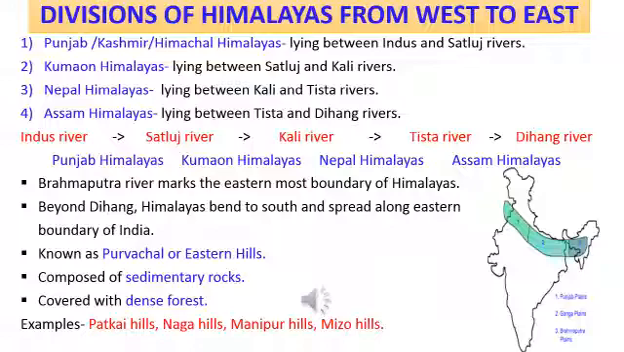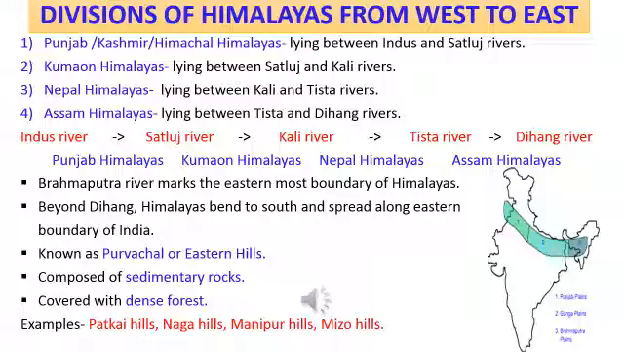Himalayas have also been divided on the basis of regions from west to east. Number 1 is Punjab Himalayas, which are also called Kashmir or Himachal Himalayas. These Himalayas lie between Indus and Satluj rivers. Second is Kumaon Himalayas. This lies between Satluj and Kali river. Third is Nepal Himalayas, lying between Kali and Tista rivers. And fourth one is Assam Himalayas, which lie between Tista and Dihang rivers. Brahmaputra river marks the easternmost boundary of the Himalayas.